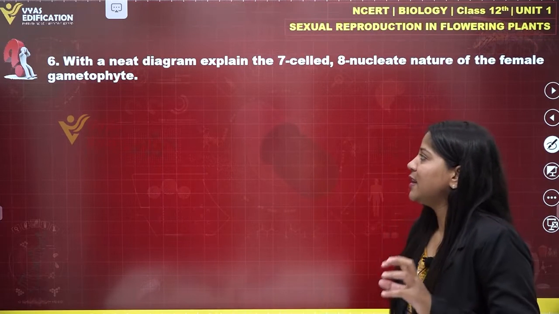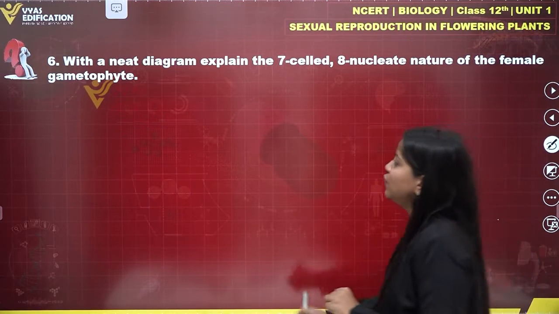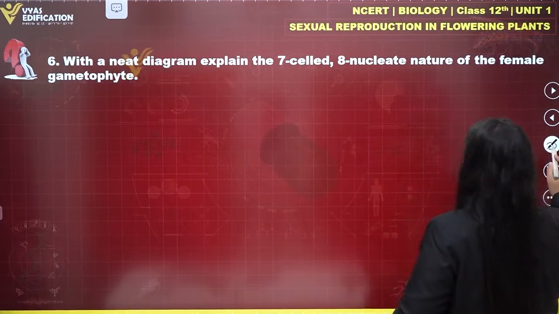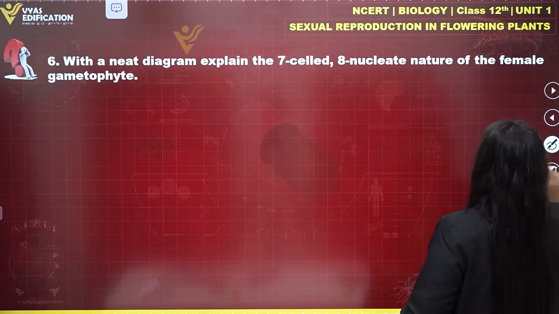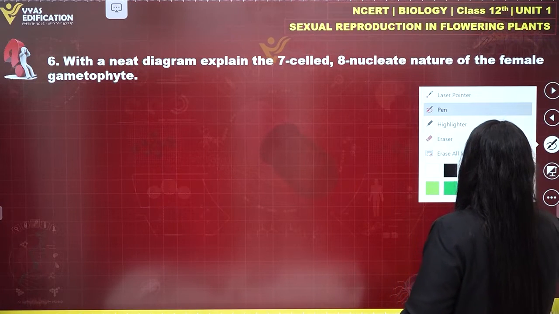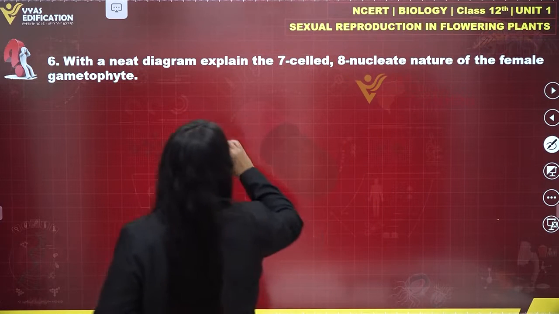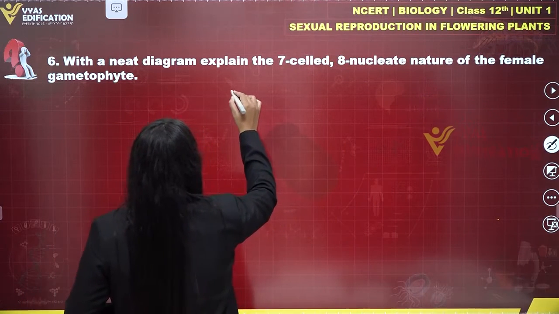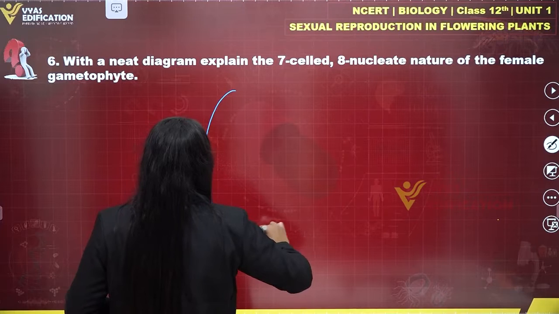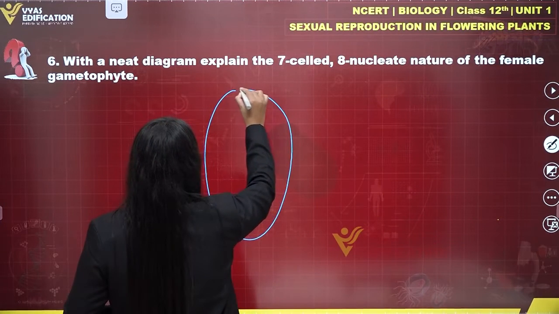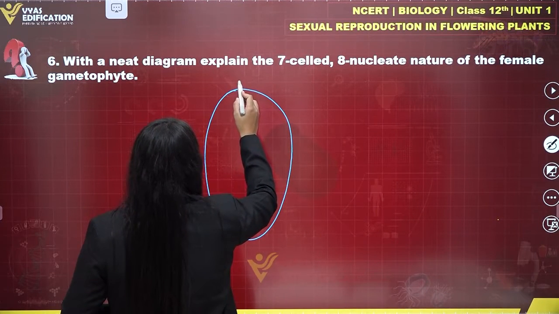So now this is the explanation, and I am going to draw a diagram of a female gametophyte over here. So let's just make the female gametophyte. This is an embryo sac. Alright.